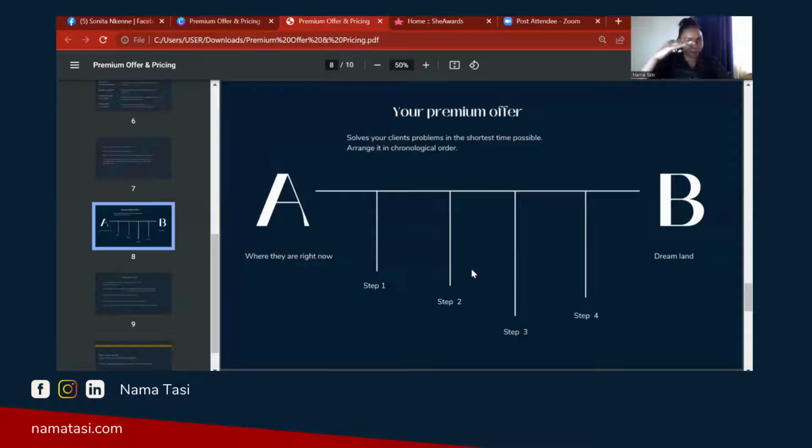For each step you're solving a problem, you're delivering something with each step, right? So you divide that step into other tinier steps, so that it's easy to consume, and easy for people to finish step 1 and move to step 2. And you also have to consider, for your premium offer to deliver results, what kind of support your clients need in order to finish such steps.